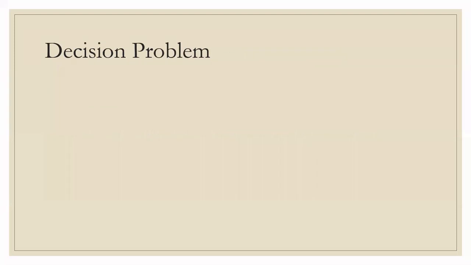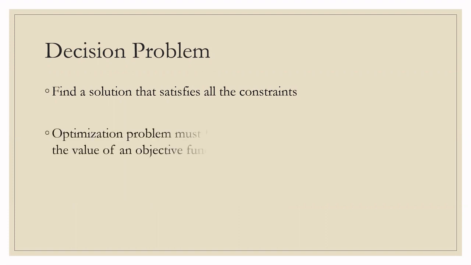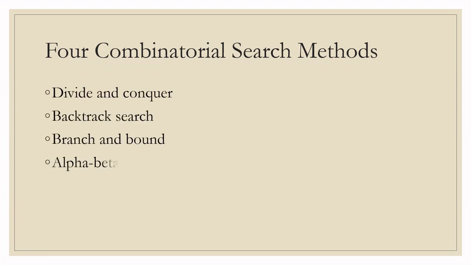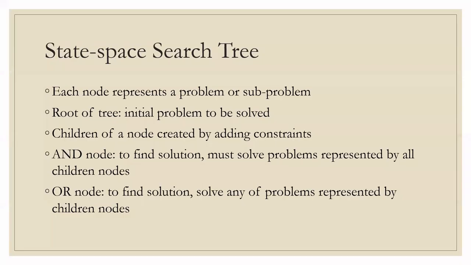There are two kinds of combinatorial search problem. A decision problem, where an algorithm attempts to find a solution that satisfies all the constraints. And an optimization problem, where we must find a solution that minimizes or maximizes the value of an objective function. We'll be seeing 4 combinatorial search methods in these sessions: divide and conquer, backtrack search, branch and bound, and alpha-beta search. All these algorithms explore different kinds of search trees.